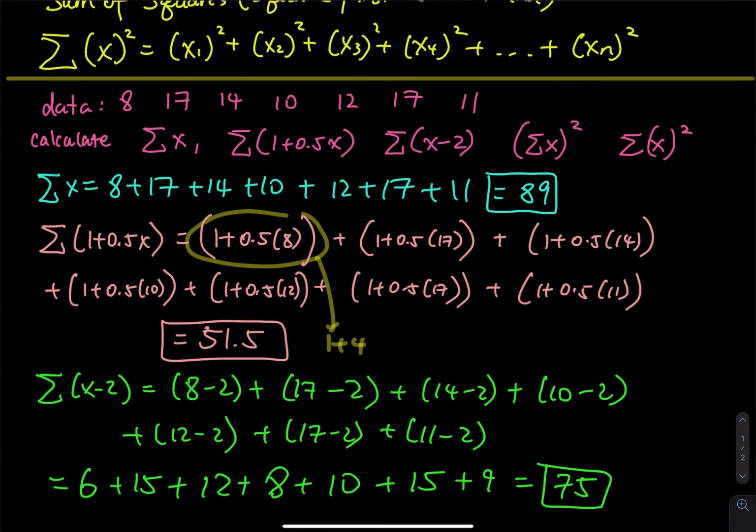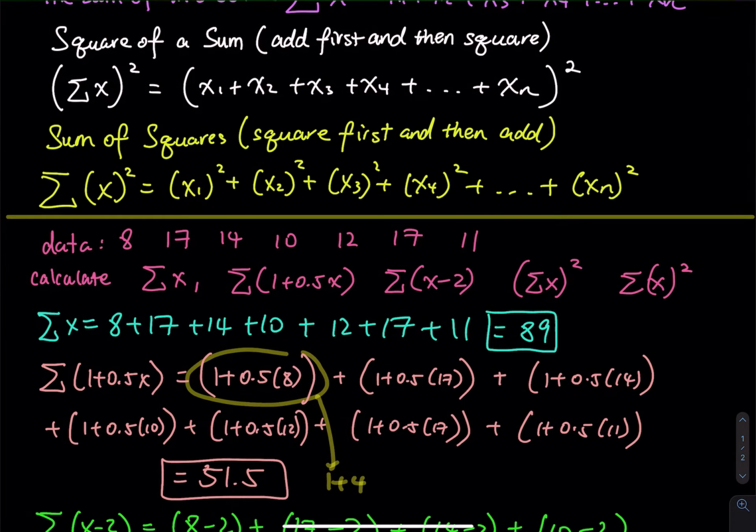All right, so that is x minus 2. So how about the next one? The next one is you add first and then you square, right? So what is that called? Let's take a look. That is called the square of a sum. And then the last one is you square every individual value first and then you add.